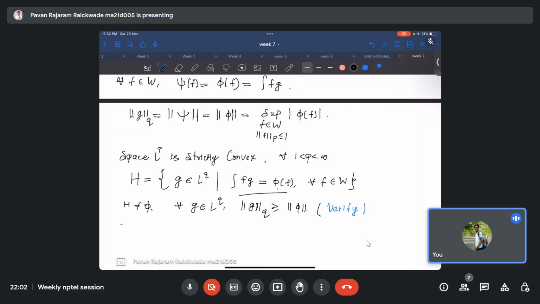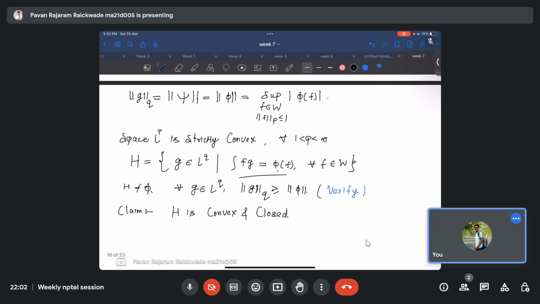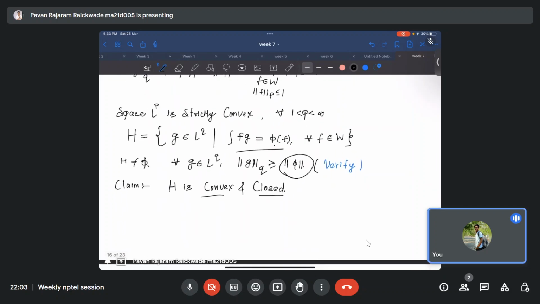The claim is that H is convex, that's clear, and closed. If H is closed and convex, then we know there exists a unique element of least norm, and we know that a norm-preserving extension of phi is already there. So it will be the only possible extension. If we show that H is closed and convex, then we are through. There will be only one unique extension preserving the norm of phi. So let's see: it is convex, that's clear.